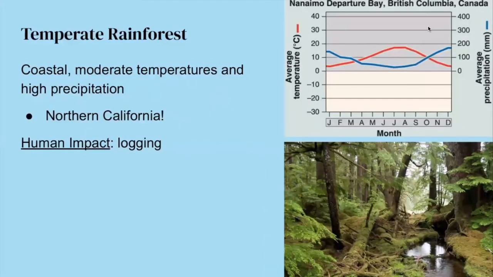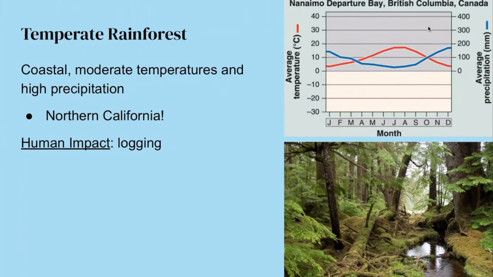Our next biome is the temperate rainforest. This is a coastal biome where we have pretty moderate temperatures. They're moderate because it's kind of buffered by being coastal, being close to the ocean. So we don't see really high highs and really low lows. And we also see a lot of precipitation. We get a lot of fog in these biomes as well.